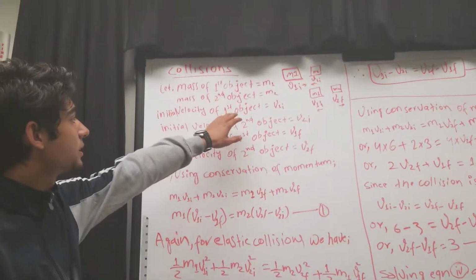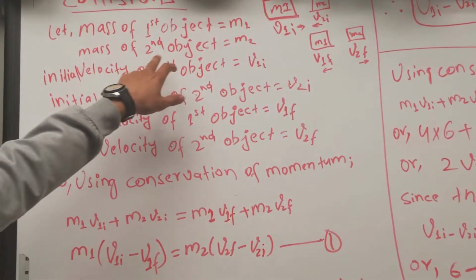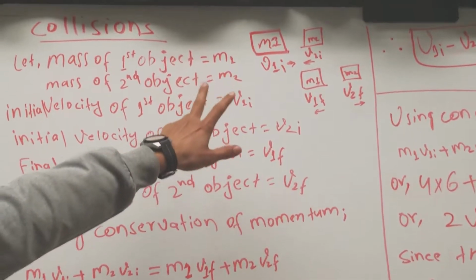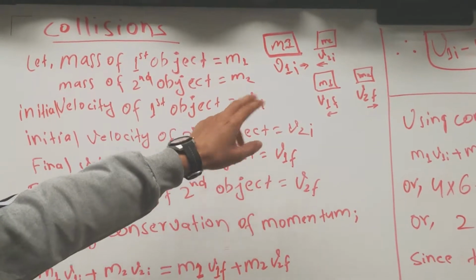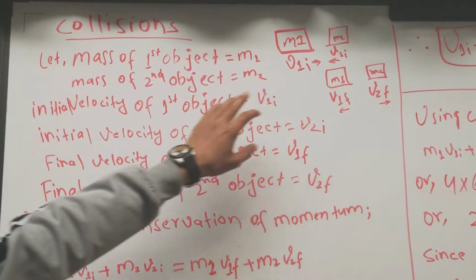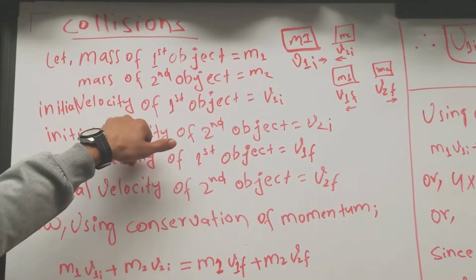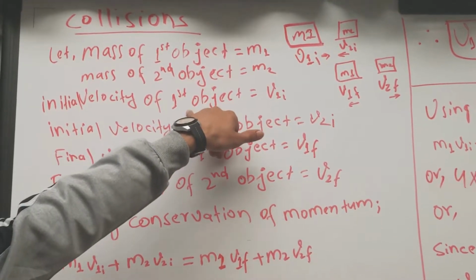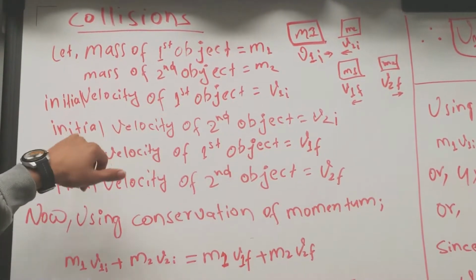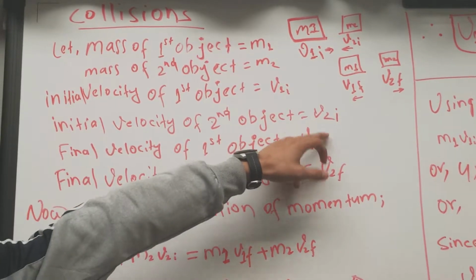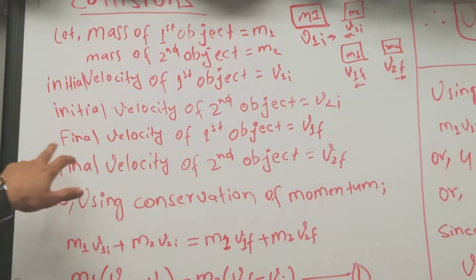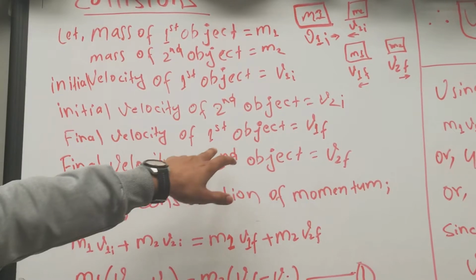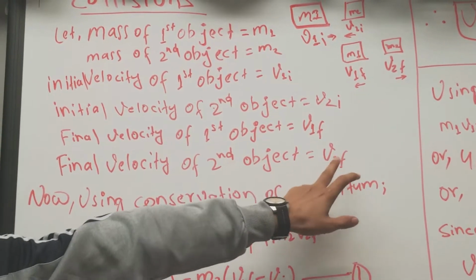The mass of the first object is m1 and the mass of the second object is m2. These two masses are coming toward each other, so soon they're going to collide. The initial velocity of mass 1 is v1i and the initial velocity of object 2 is v2i. After their collision, we consider their final velocities v1f and v2f.